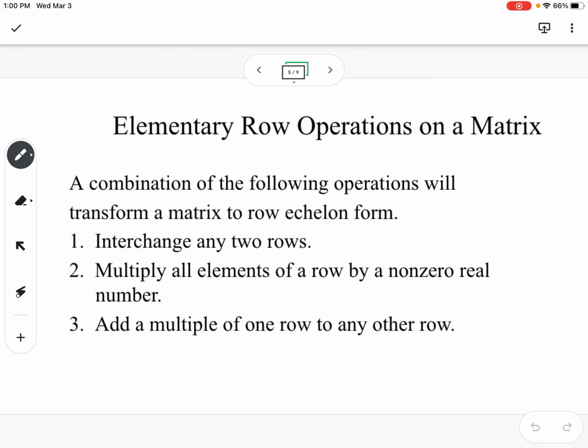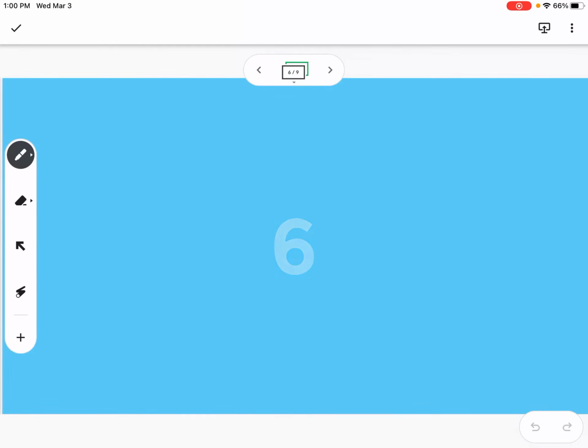Okay, so elementary row operations: we can take a matrix and do elementary row operations to put it into row echelon form or reduced row echelon form. You'll notice this list is similar to what we are allowed to do with a system of equations. We can interchange two rows. We can multiply all elements of a row by a non-zero real number, and we can add a multiple of one row to another row. So you should notice connections, and as we go through the examples, probably even more connections.